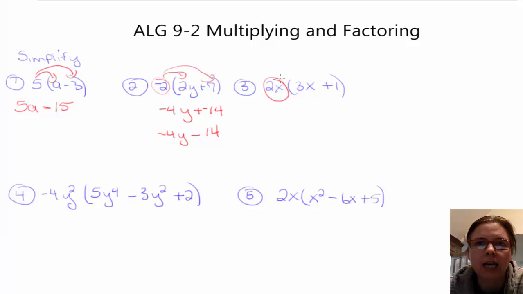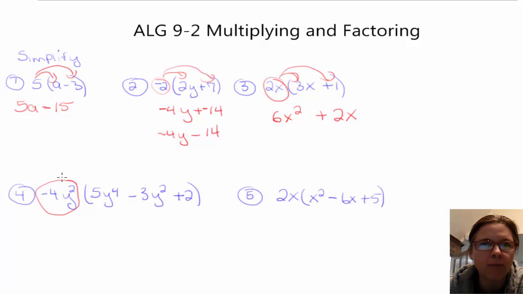Okay, over here, again, you're going to distribute both things. So 2x times 3x is really 6x squared. Those two x's become x squared, plus 2x times 1 is just 2x. All right? Okay, so over here on number 4, it's the same thing.